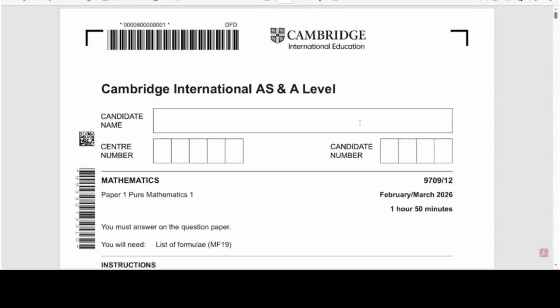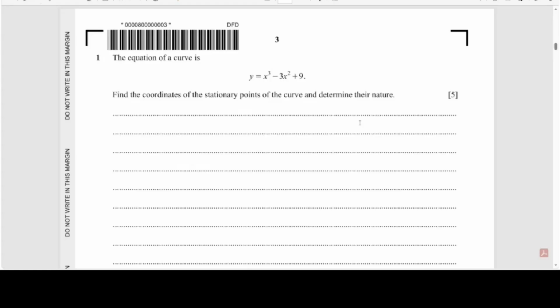Pure Mathematics, February, March 2026, paper 1-2. Question number 1. The equation of a curve is given by y equals x cubed minus 3x squared plus 9. Find the coordinates of the stationary points of the curve and determine their nature.